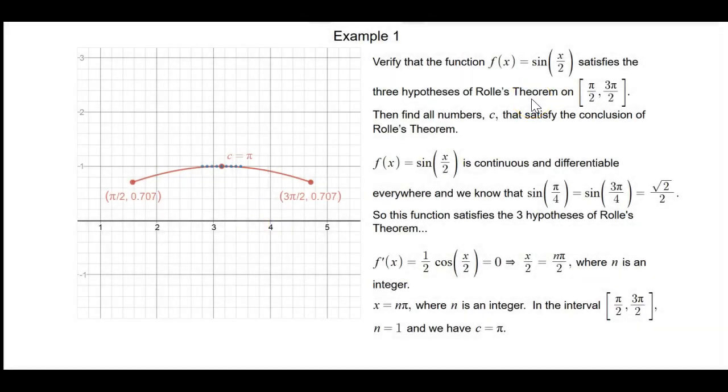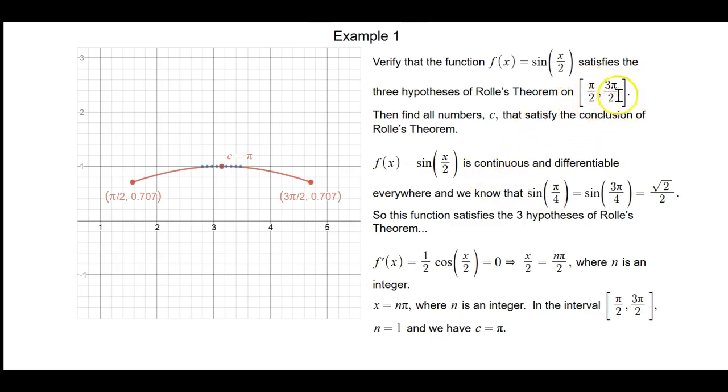So here's an example from the homework. Verify that this function, the sine of x over 2, satisfies the 3 hypotheses of Rolle's theorem, and then find those numbers c that Rolle's theorem guarantees. We know that the sine function is continuous and differentiable everywhere, so it's going to satisfy the hypotheses that it's continuous and differentiable. And then we test the endpoints.